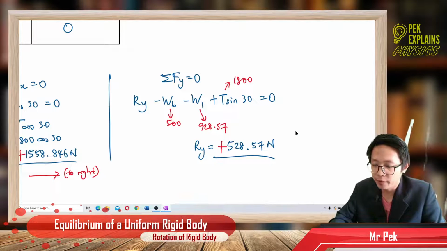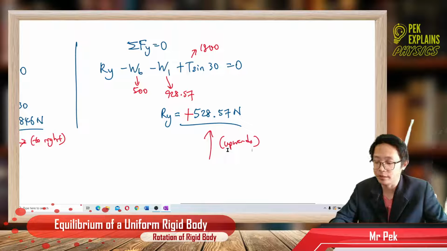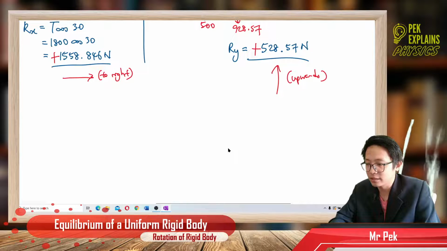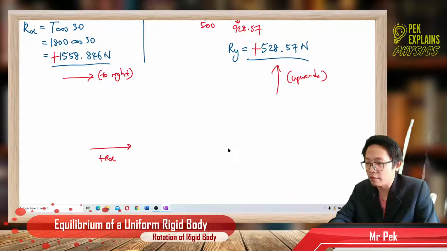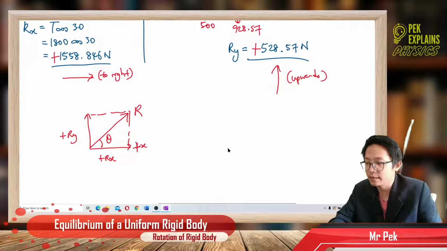Positive means what? Positive means it's going upwards. For the y component, when positive, it means going upwards. So that means the resultant R actually is to the right because we have positive Rx, and going upwards because it has positive Ry. So this is our direction of the reaction force, this direction R with angle theta above the positive x-axis.